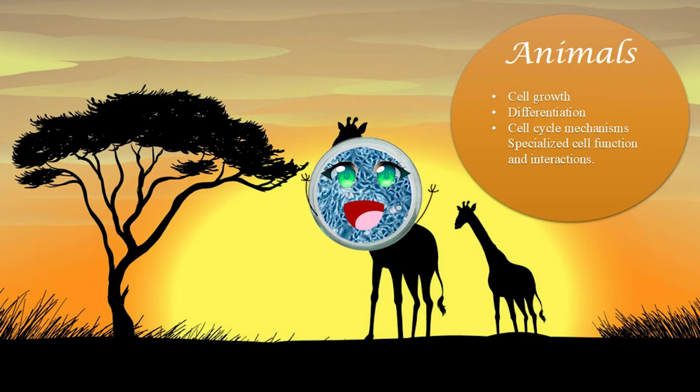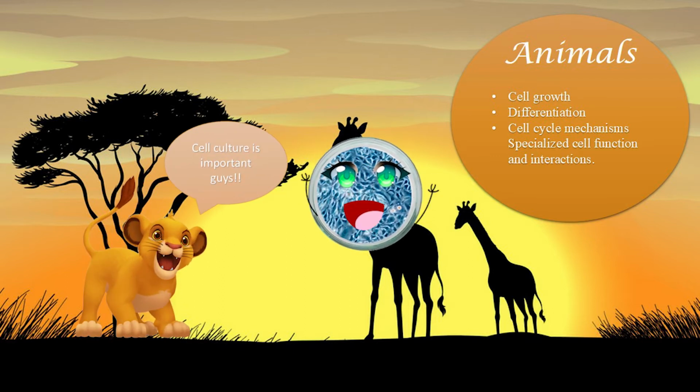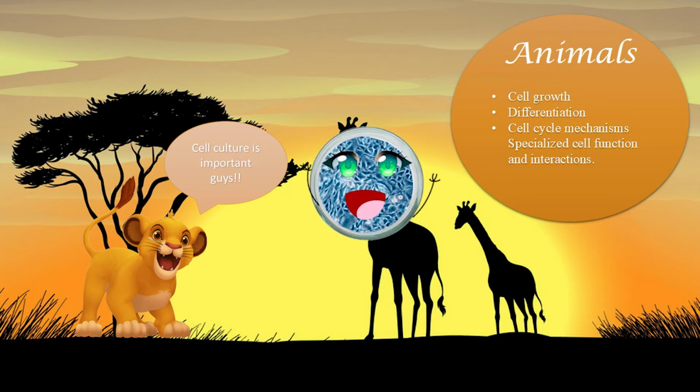Animal cells must be supplied with fundamental amino acids. To grow, they require a surface that mimics the interaction they have with the extracellular matrix in an organism.